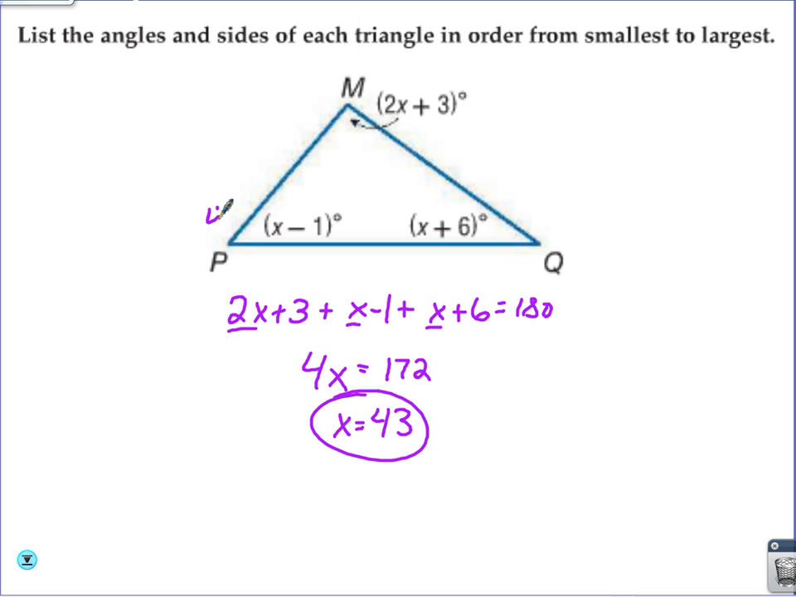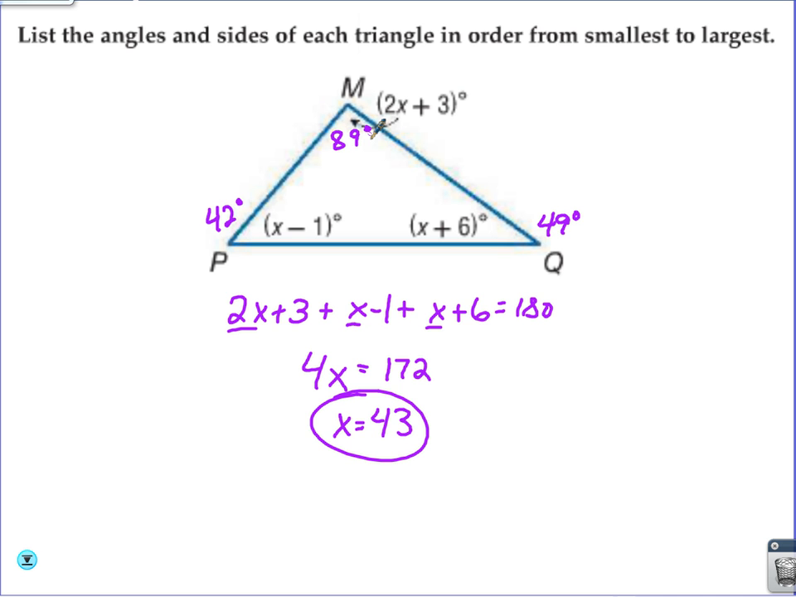Which makes this a 42-degree angle, a 49-degree angle, and an 86 plus 3 is 89-degree angle. Nearly a right triangle. So will a squared plus b squared equal c squared? Nearly. It'd be close, but it won't. It'd be a few decimal points off, probably. You could nearly use the Pythagorean theorem on this problem. So we know our angles in order. Angle P is the smallest, angle Q is the second smallest, and angle M is the largest.